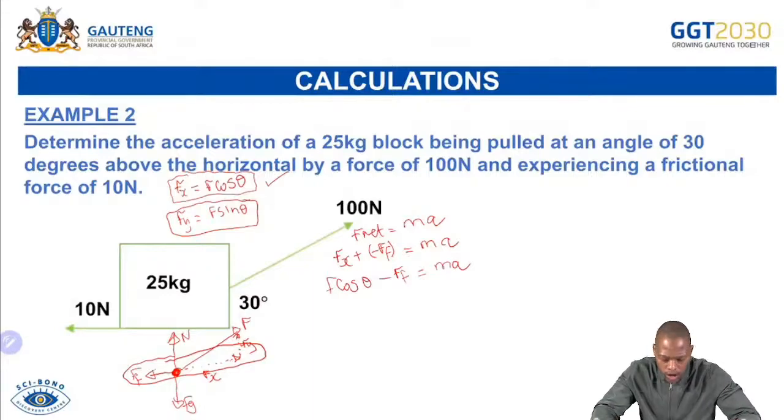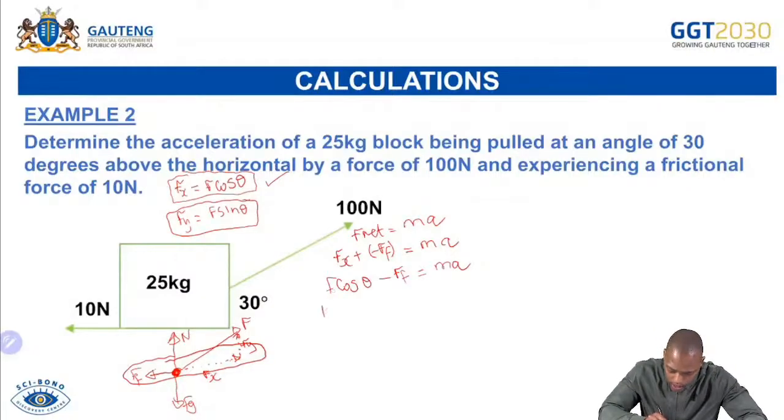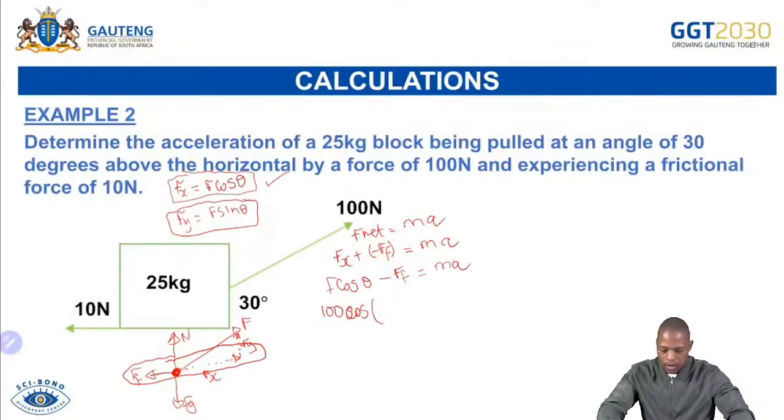Simply just see, do I have F somewhere? Yes, I do. 100. Where I see F, I put 100. Cos of, because that's an angle. Cos of, right? Of what angle? The angle is 30 degrees.